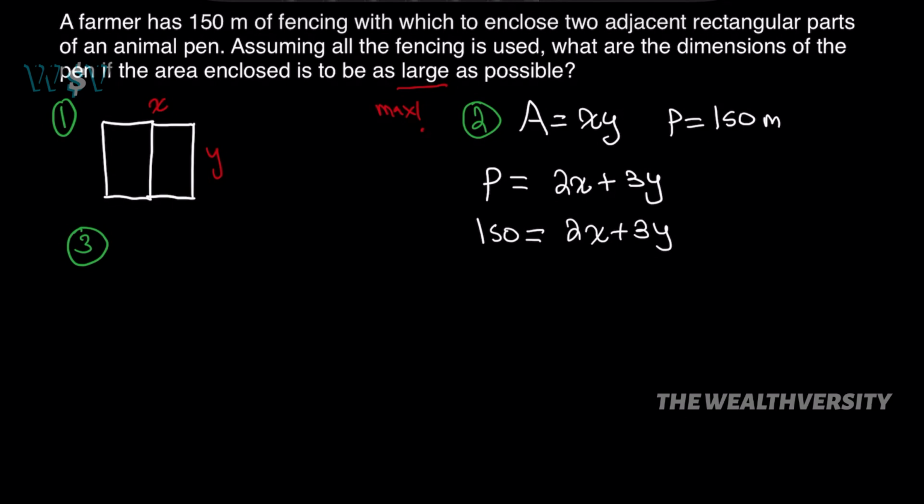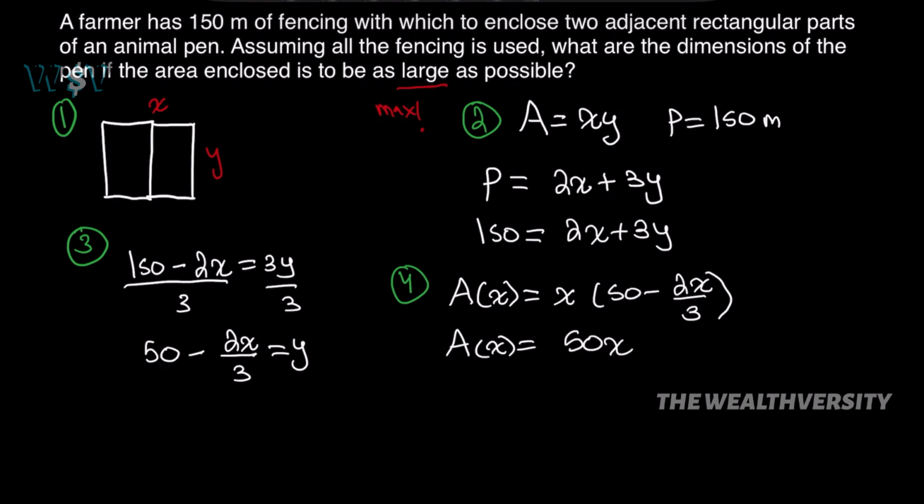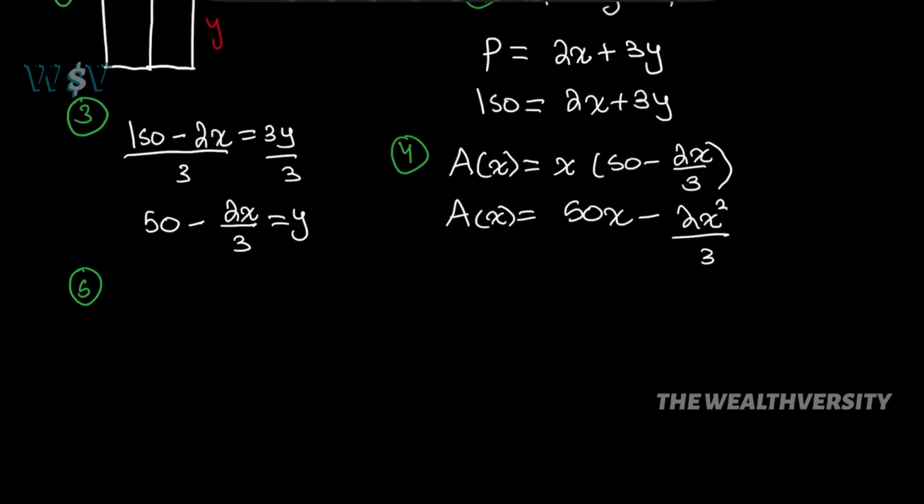The next step is to isolate a variable and sub it into the area equation. We chose to isolate for y, so we have y is equal to (50 minus 2x) divided by 3. Next, we sub it into the area equation, which now becomes A of x is equal to 50x minus 2x squared divided by 3. Now that we have our area equation, we want to optimize it to find the maximum, which will occur at a critical point where the derivative is equal to 0.